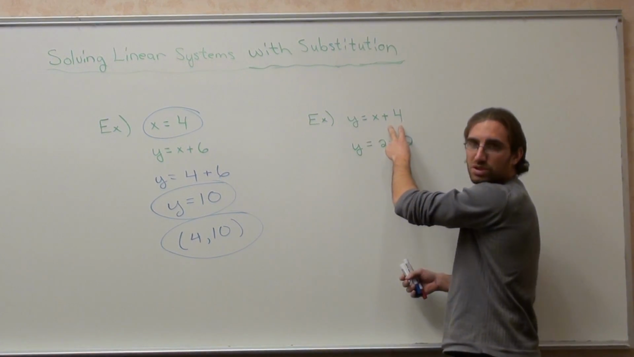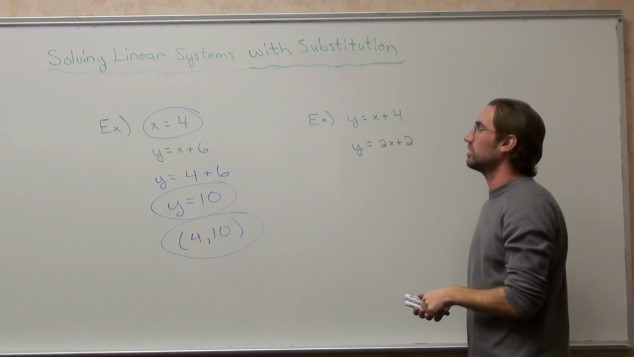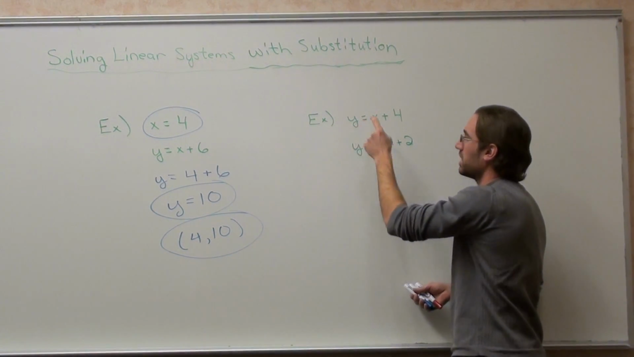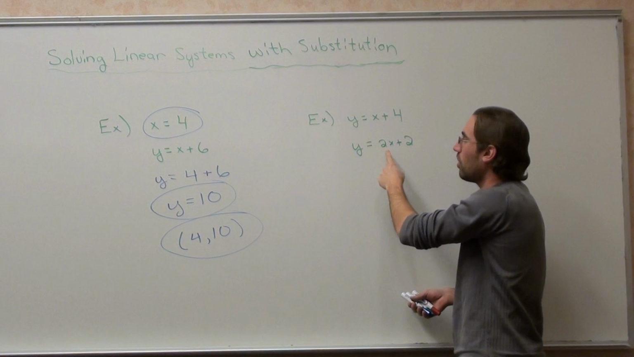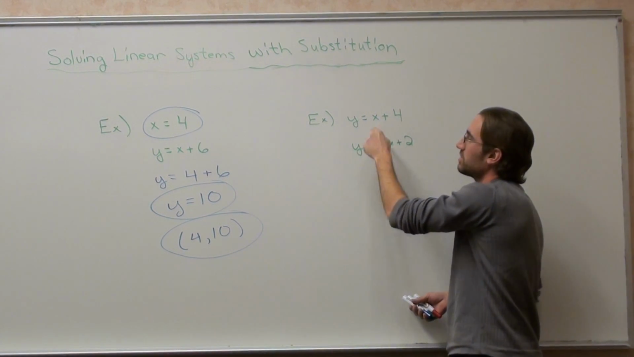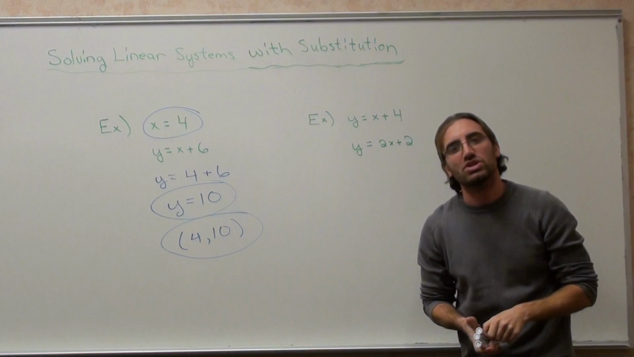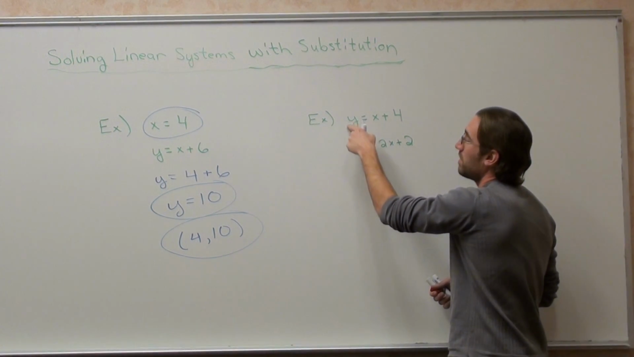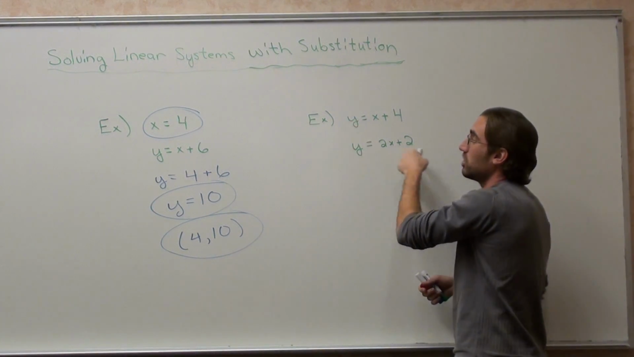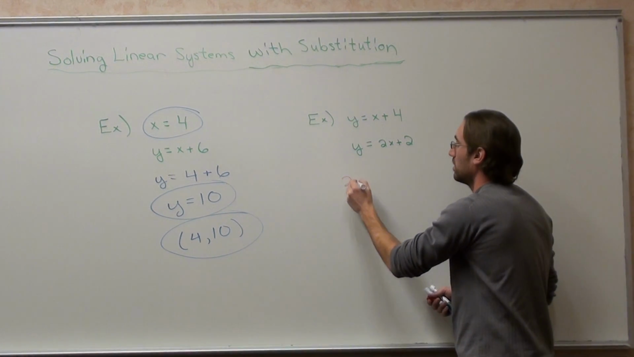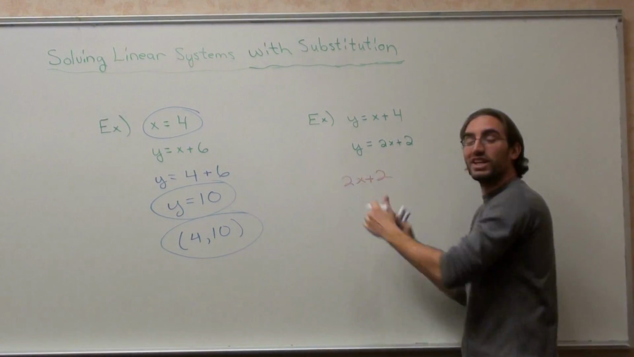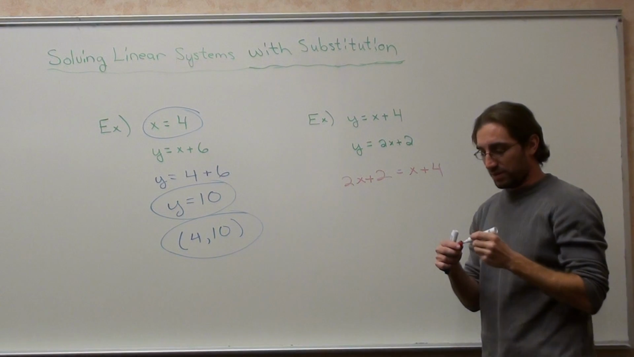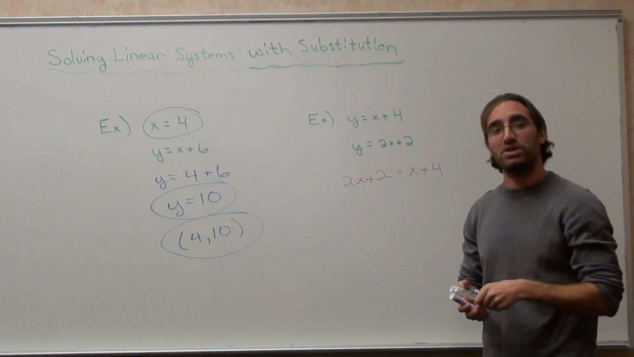So y is equal to x plus 4. y is equal to 2x plus 2. Instead of putting a y here, what can I substitute? I can substitute a 2x plus 2, or instead of putting a y here, I can substitute an x plus 4. I can just set those equations equal to each other. That's pretty much it. I'm going to make this 2x plus 2 because y is also equal to 2x plus 2. I'm substituting it in for y, and it's equal to x plus 4. So 2x plus 2 is equal to x plus 4.